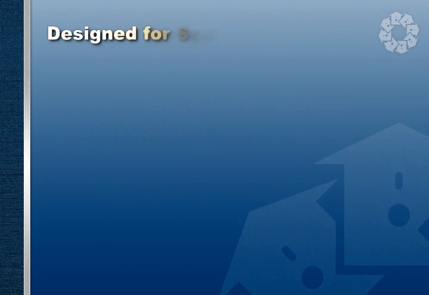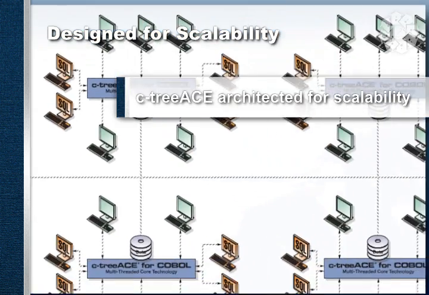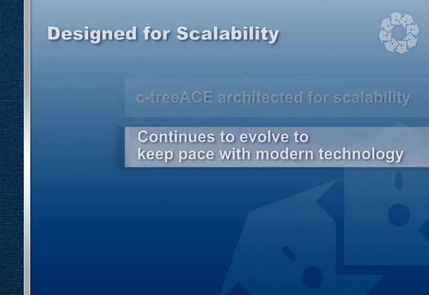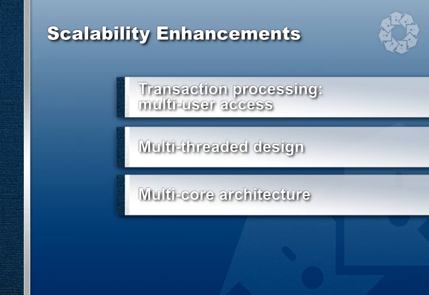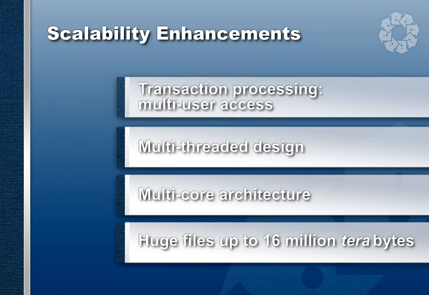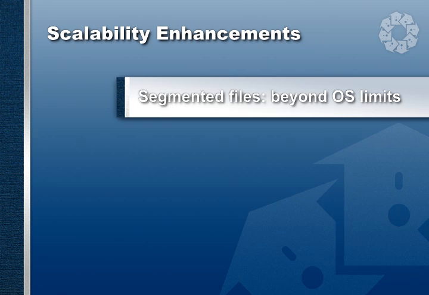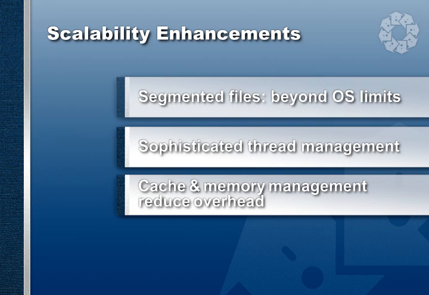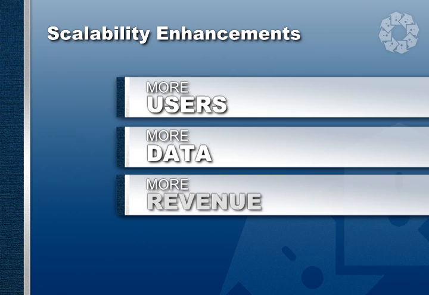Scalability. The legacy COBOL environment was never designed for scalability. The FairCom C-treeACE technology was architected for scalability from the start, and it continues to evolve to keep pace with modern technology. Scalability enhancements include transaction processing to allow multiple user access, multi-threaded design, support for multi-core architecture, huge file support for up to 16 million terabytes in a single file, segmented file support to allow file sizes beyond operating system limits, sophisticated thread management, cache and memory management to reduce overhead. This means more users and more data, and that means more revenue.